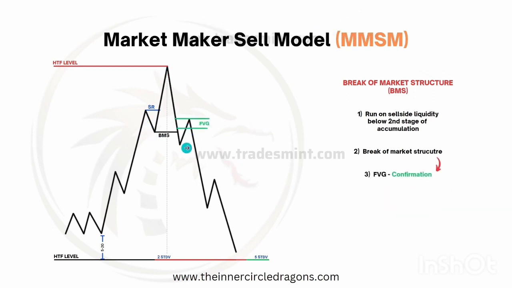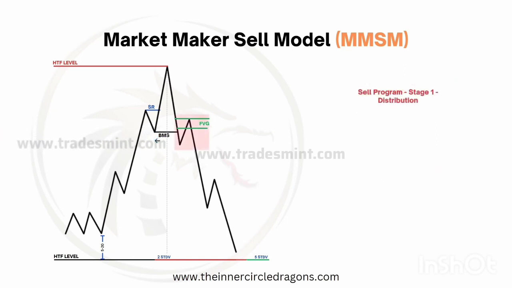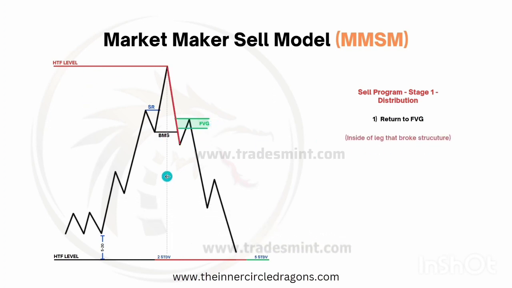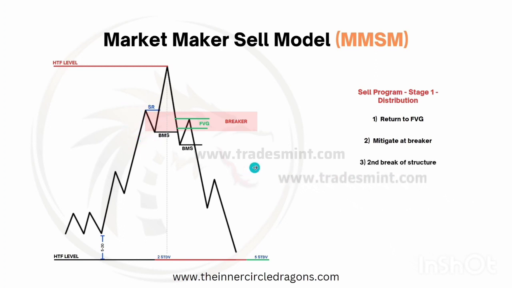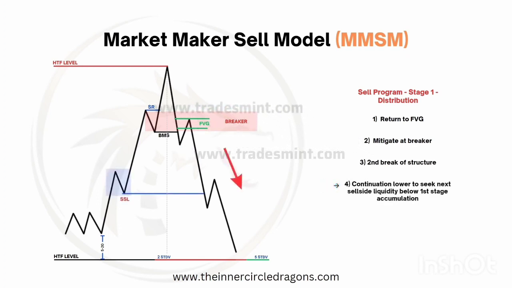Again, the fair value gap found inside of the expansion leg that broke structure is going to give confirmation of the valid structure break. In this area, we will have our first stage of distribution, where we return to the fair value gap inside of the leg that broke structure, and we will mitigate at the breaker, which is the down close candles that rests inside of the final stage of accumulation. We then have a second structure break and then a continuation lower to seek the next sell side liquidity below the first stage of accumulation.